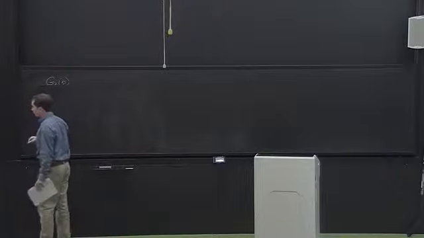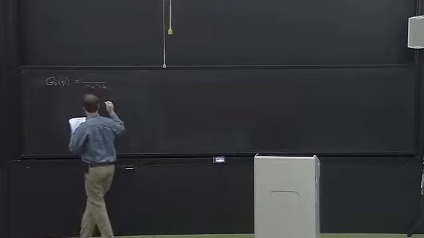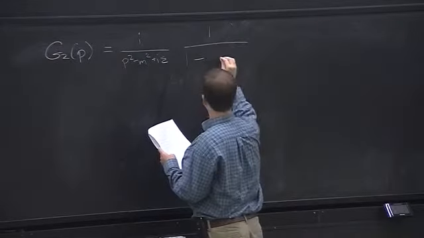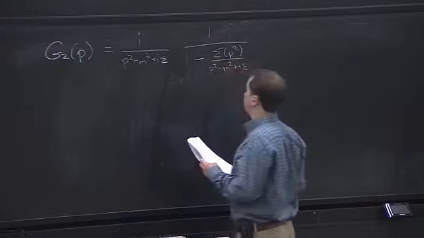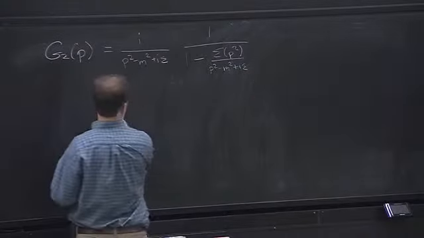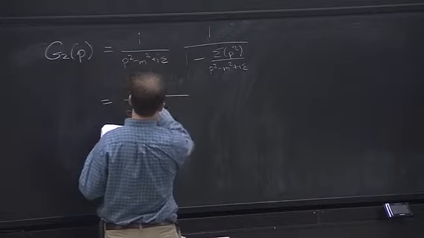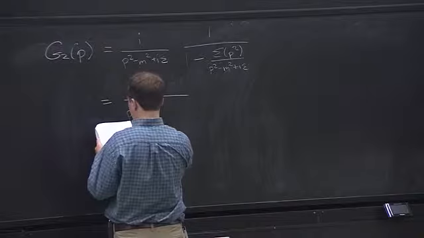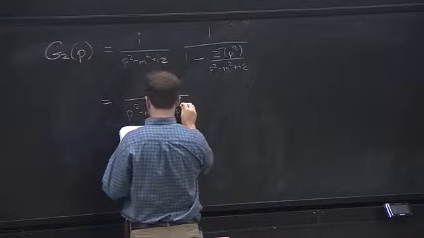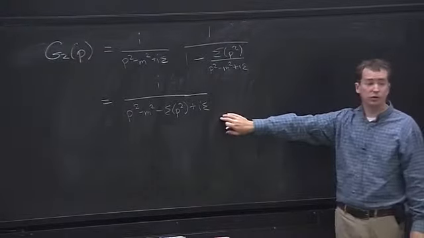And so G2 of P is just given by a geometric series, which we can sum. And the result, we just get 1 over 1 minus sigma of P squared, times i over P squared minus M squared plus i epsilon. And this we can simplify. We just multiply this through, and we get i over P squared minus M squared minus sigma of P squared plus i epsilon. And so this is an exact result. We've made no approximations here.